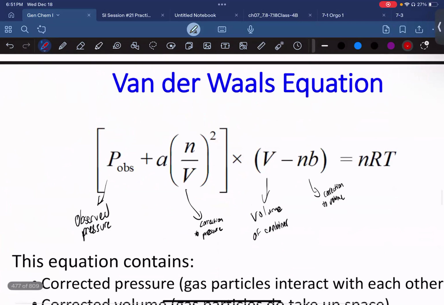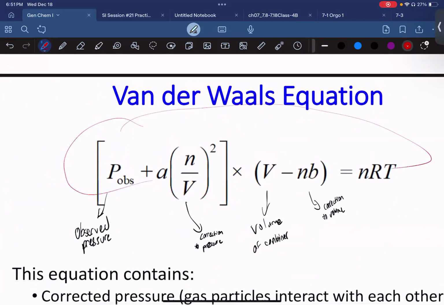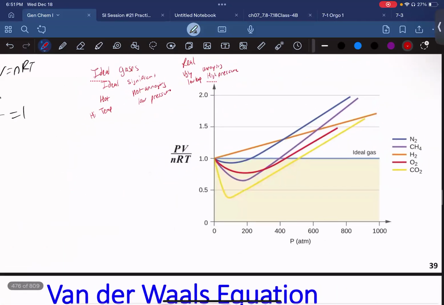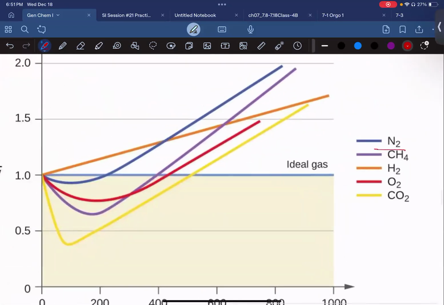And so this is the Van der Waals equation. This will be on your reference sheet, so I think it's pretty good. This deals with pressure, this deals with volume. And so basically, the heavier you are, if you see here, you got all these gases, right?